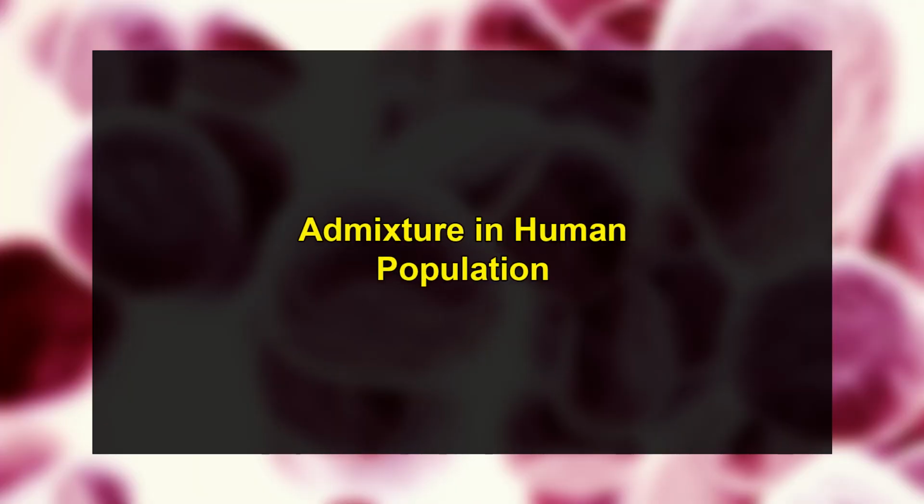Dear students, let's now discuss admixture in human populations. One evolutionary process that requires special attention in both population genetics and statistical genetics is admixture: gene flow between two or more previously separated source populations to form a new admixed population.